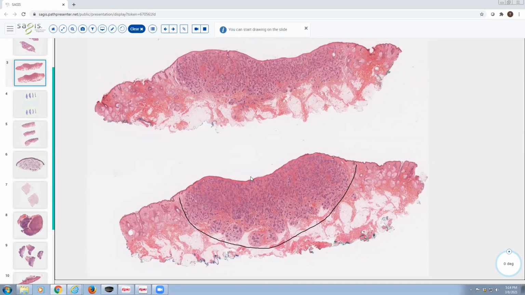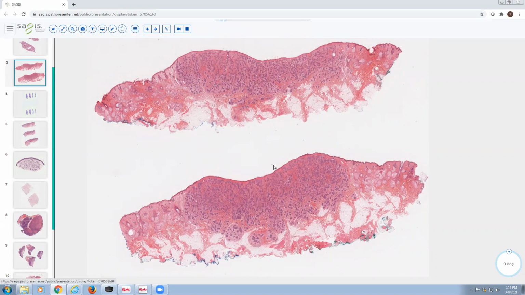It's symmetric, meaning that if I draw a line across the middle and reflect across that axis, it looks pretty similar across that line of reflection. However, this is pretty large.